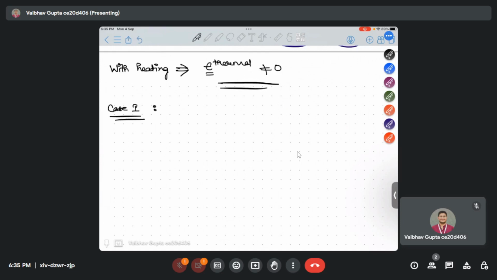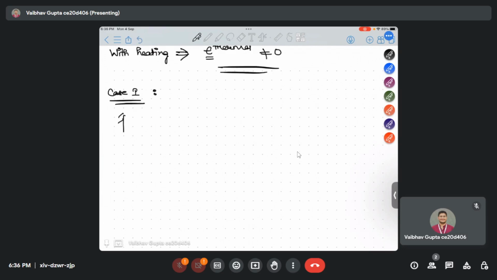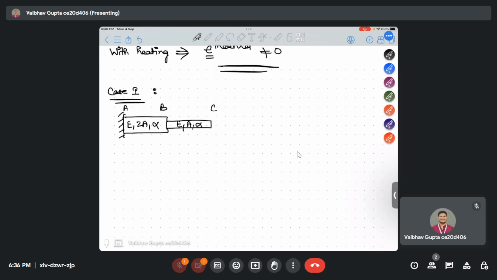Okay. So now again we'll do it. Case 1. Same one. E 2A, but now alpha will also be there, the coefficient of thermal expansion. This is bar AB. This is BC. For BC, it's EA alpha. Only we are heating this time. No force has been applied. No force applied in this case.